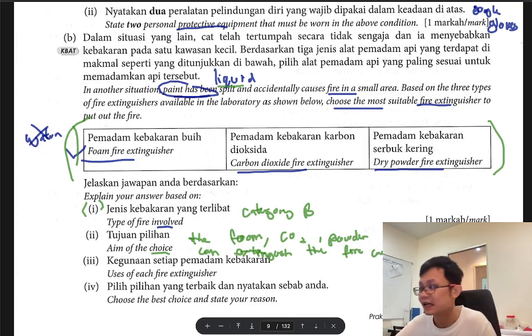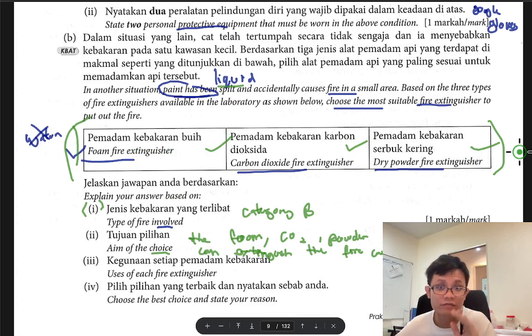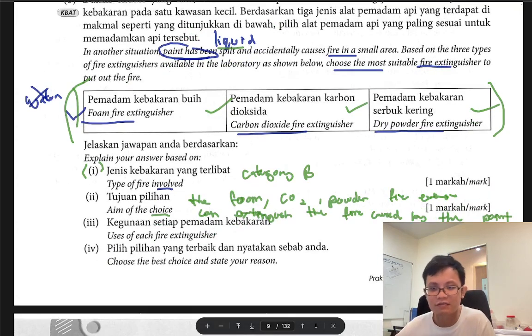Okay, so I think that should be good enough. Why they ask me why, so I just say that this one and this one can extinguish the fire caused by the liquid, which in this case involves the paint. So I just say everything although it's just 1 mark.